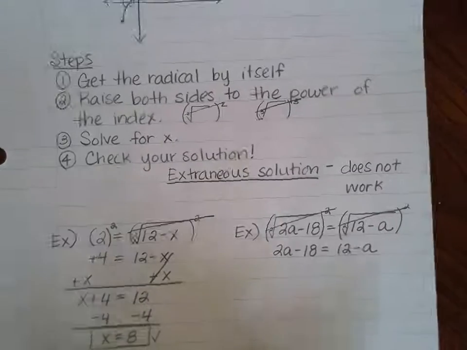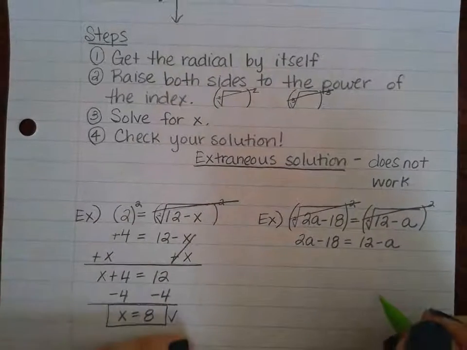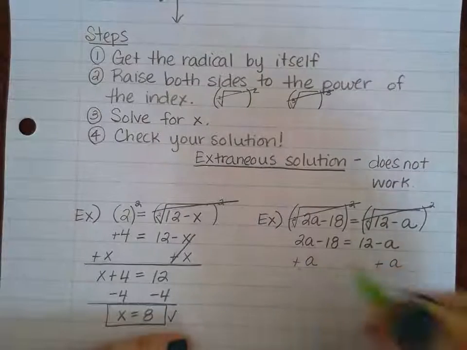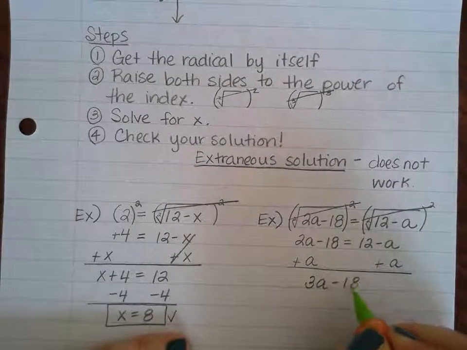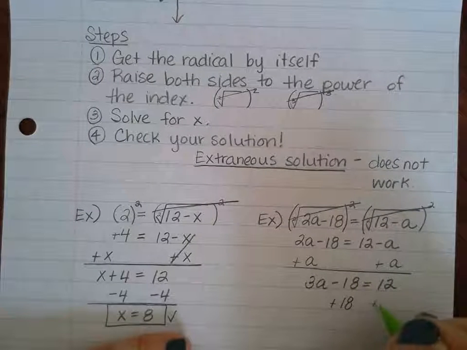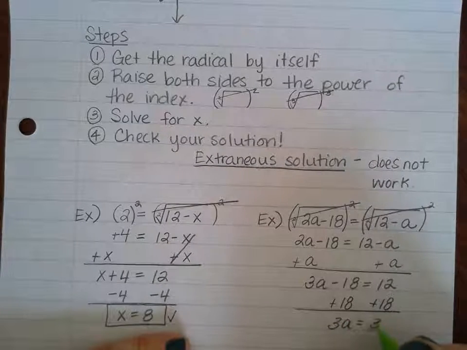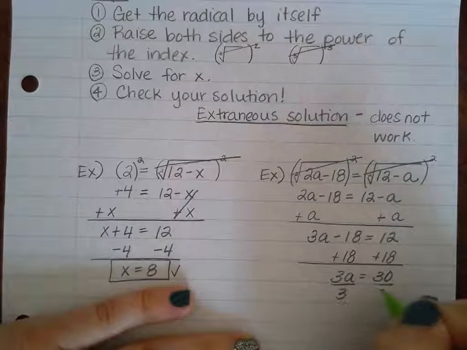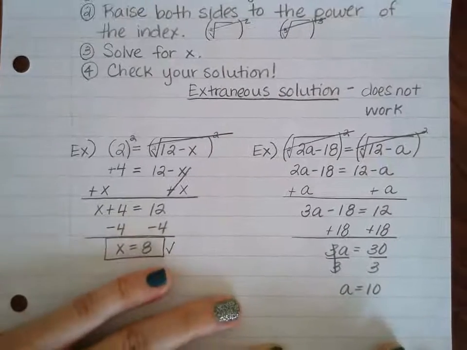So you can use whatever type of algebra you would like to get a by itself. So I'm going to add a to both sides. This will be 3a minus 18 equals 12. And then I'm going to add 18 to both sides. So 3a equals 30. Now we need to divide by 3. So a equals 10. Okay, so we got an answer of 10.